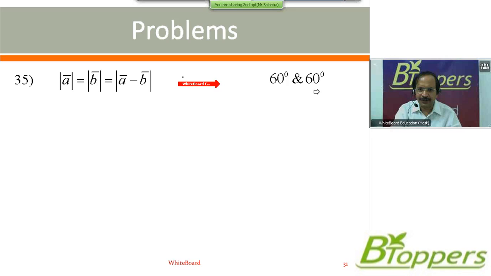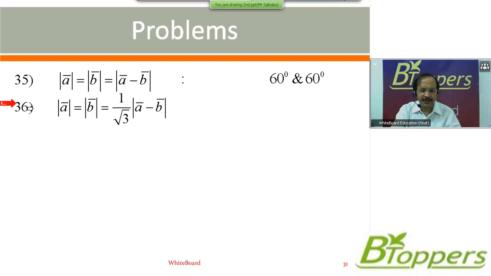The answers are 60 degrees and 60 degrees. That means you must get the angle between A bar and B bar as 60 degrees, and the angle between A bar and A bar minus B bar also 60 degrees. You can see the next question here, 36.